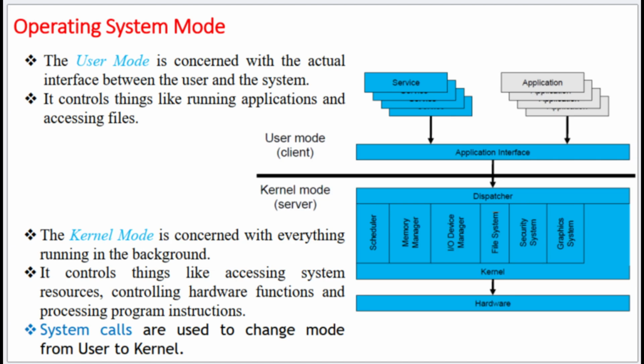Operating system modes. The user mode is concerned with the actual interface between the user and the system. It controls things like running applications and accessing files. The kernel mode is concerned with everything running in the background. It controls things like accessing system resources, controlling hardware functions, and processing program instructions. System calls are used to change mode from user to kernel.